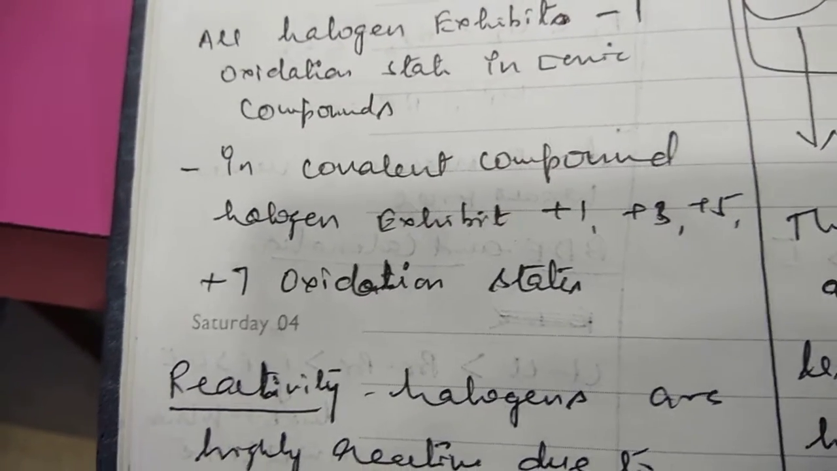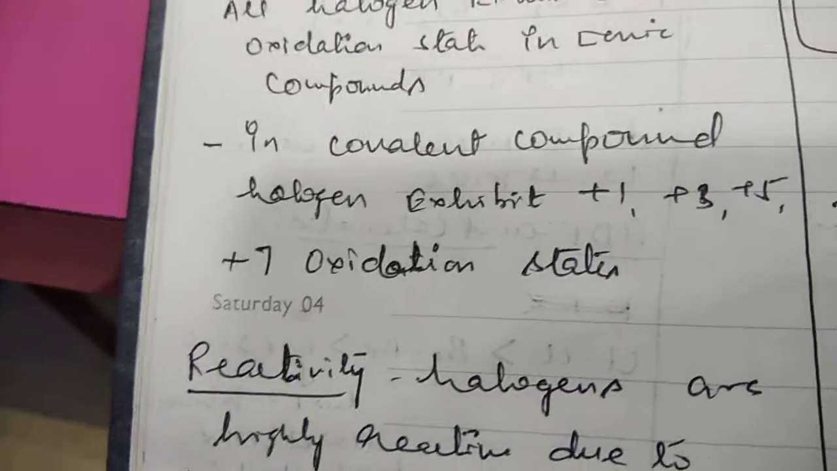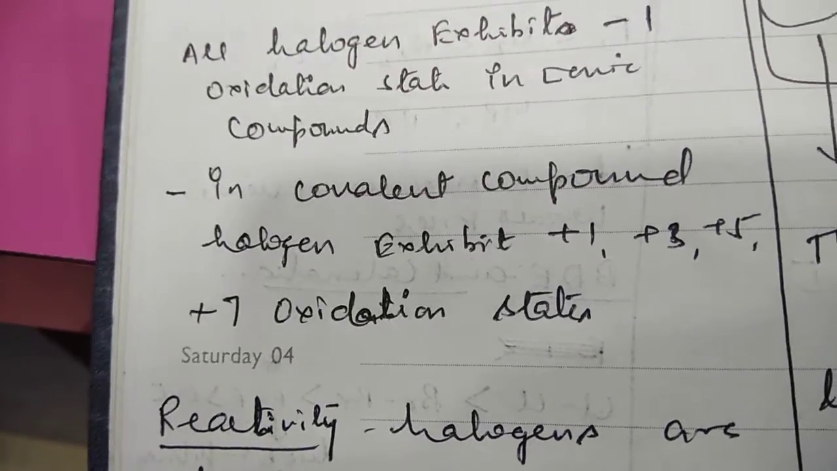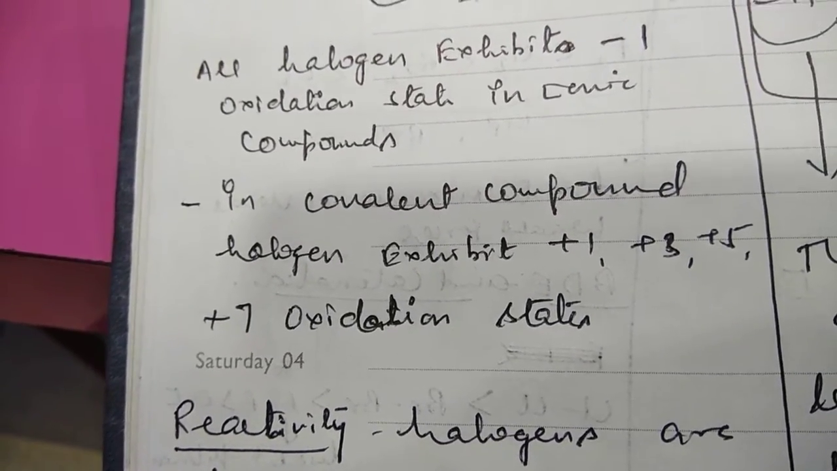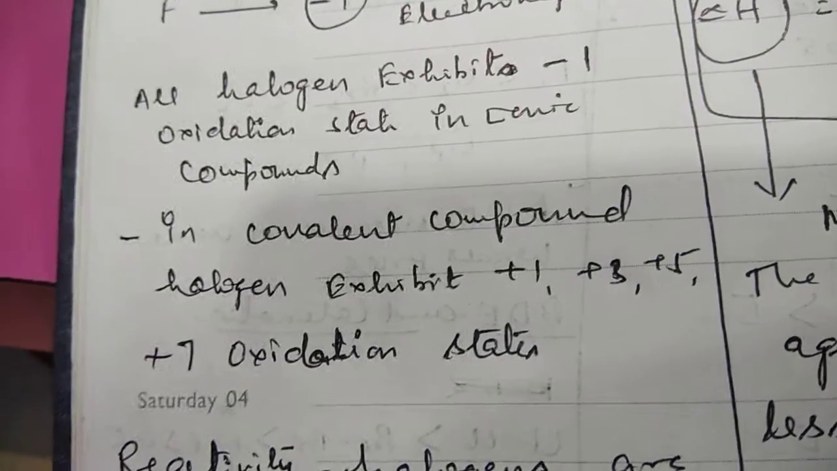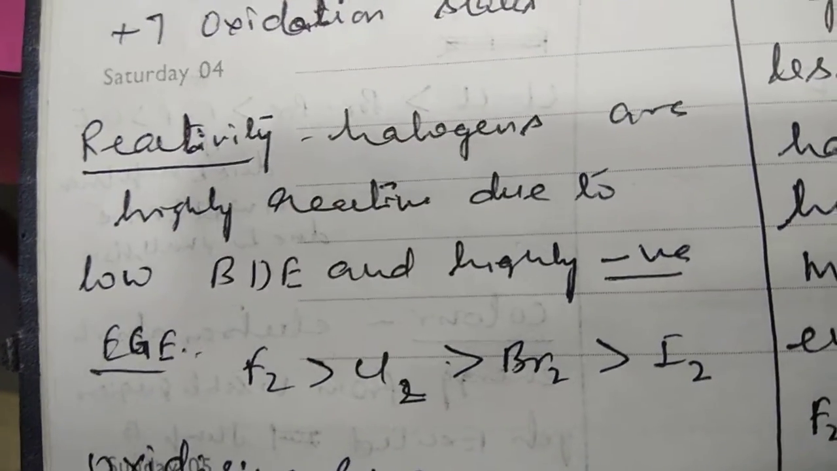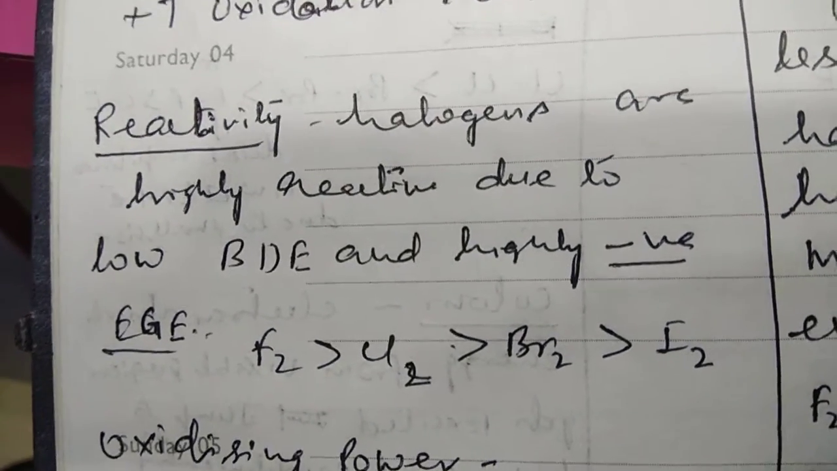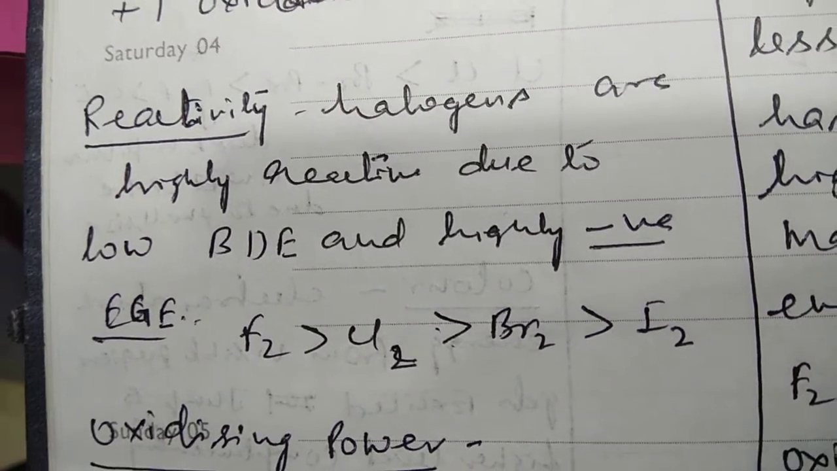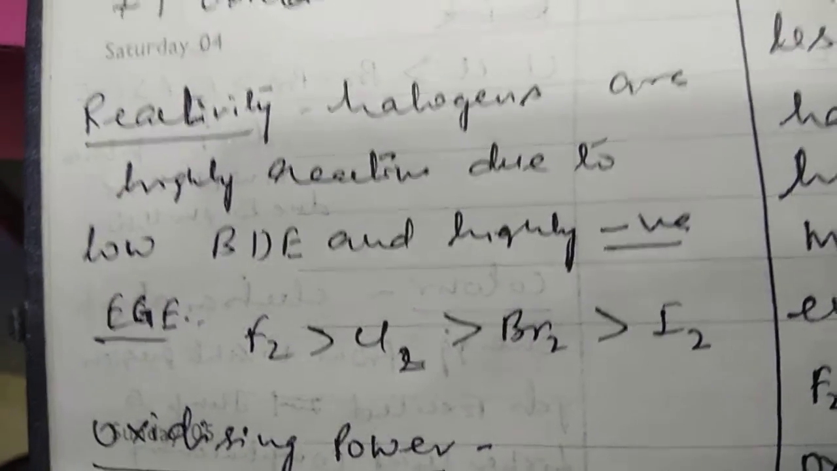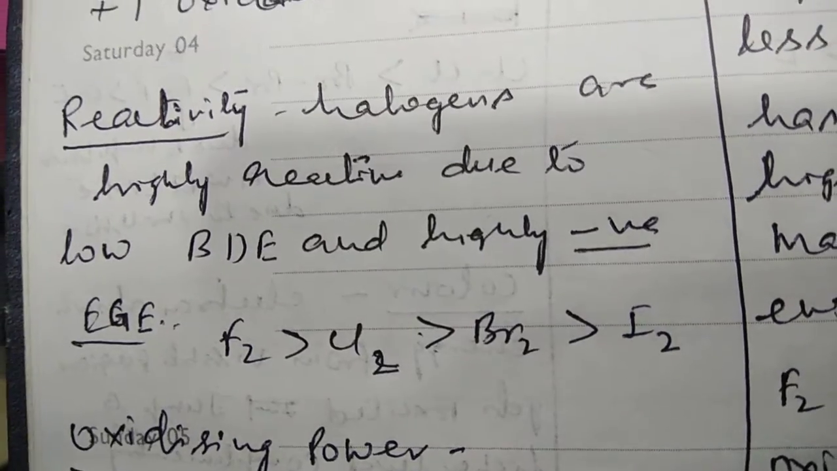These are the 4 major oxidation states exhibited by all halogens, and they form compounds in all these oxidation states. That is why these halogens are considered highly reactive elements. Class, reactivity. So halogens are highly reactive, as we discussed now. The cause of reactivity is their very low bond dissociation enthalpy and high electronegative nature.